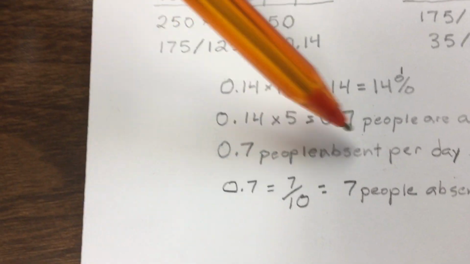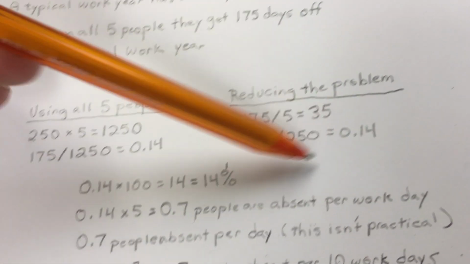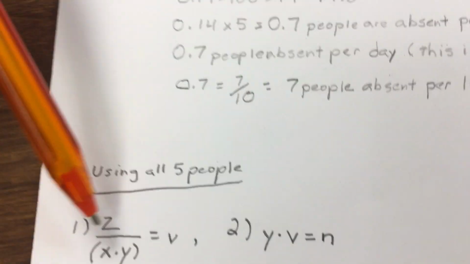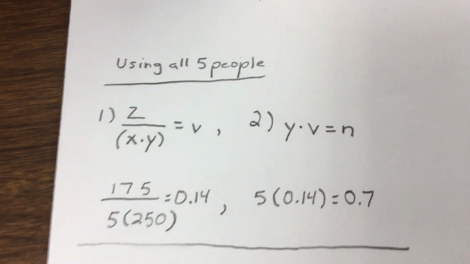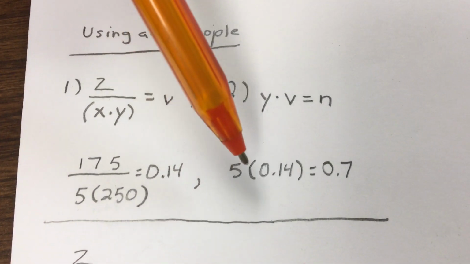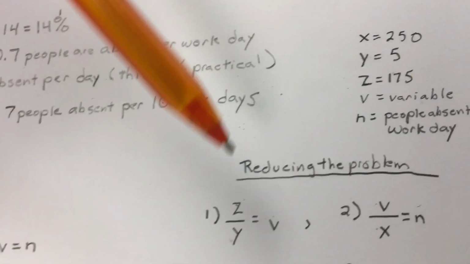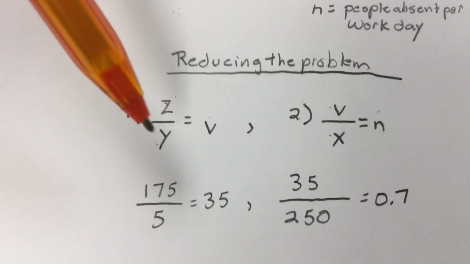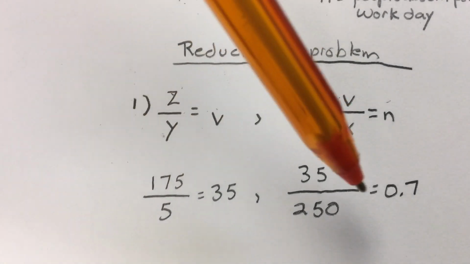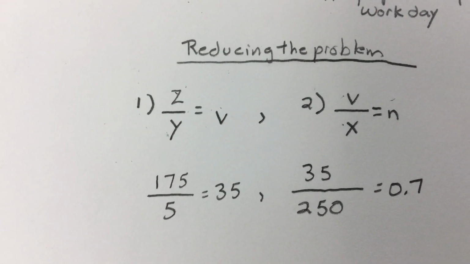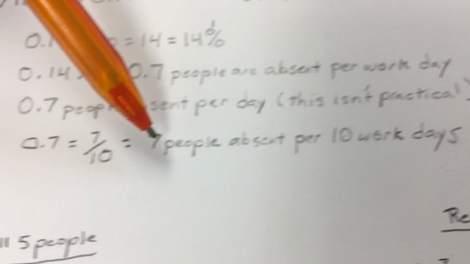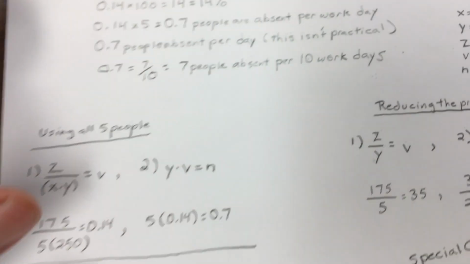This is 1 part, this is 2 parts. Second part, first part, second part, all right? 1 and 2, part 1, part 2. And then I just plug the numbers in, all right? Now here, I did the same thing. Part 1, part 2, plugged in the numbers, I got 0.7. And my n is that 7 people absent per 10 work days, all right?